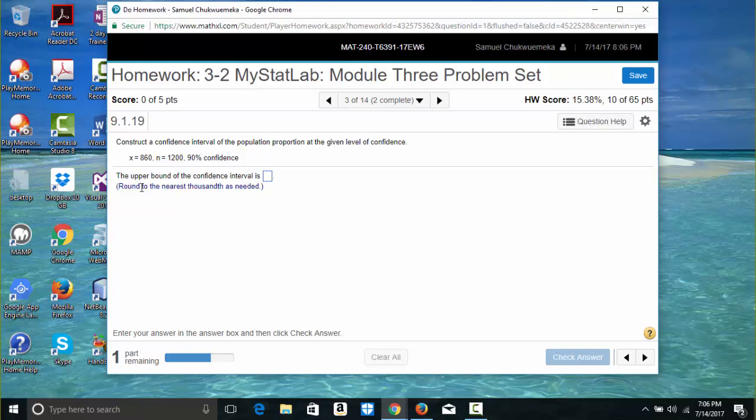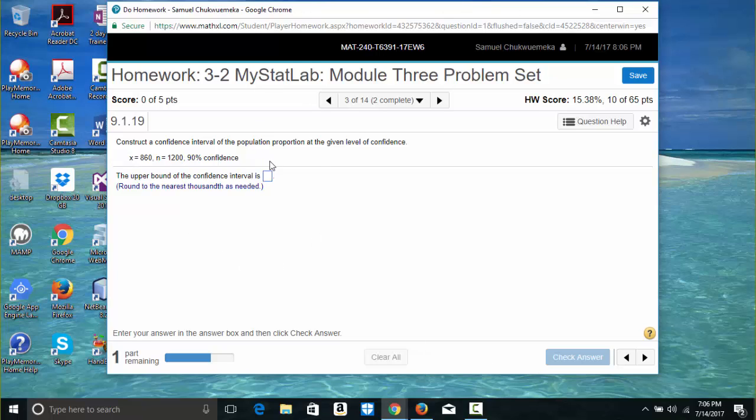Question 3. Construct a confidence interval of the population proportion at the given level of confidence. So they gave us 90% confidence, X is 860, and N is 1200. This question can be done by StatCrunch as well as my calculator. So let's use my calculator and do it, and then we can use StatCrunch.